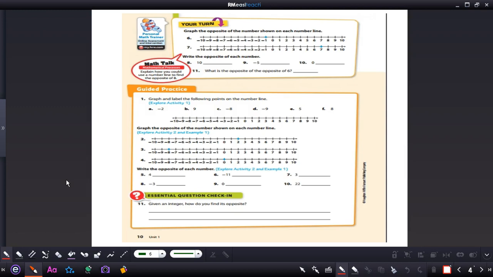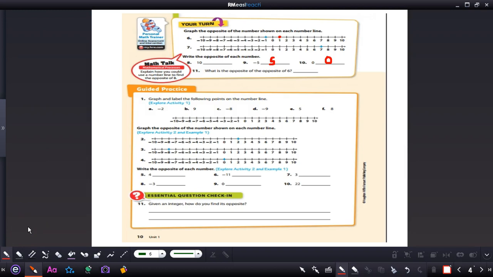So number 6, graph the opposite of the number shown on the number line. So graph the opposite of negative 1. I want you to do that now. Okay, and you should have 1. Now I want you to complete number 9 all by yourself. And you should have positive 5. I want you to complete number 10 all by yourself. And you should have 0 for your answer. And finally, I want you to complete number 11 all by yourself.